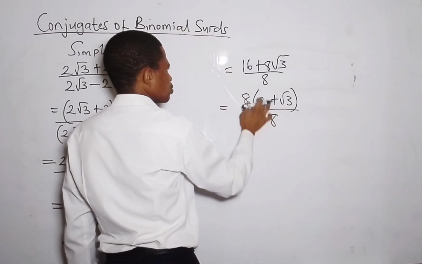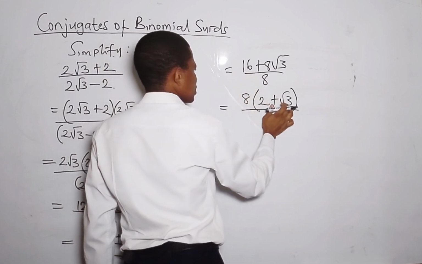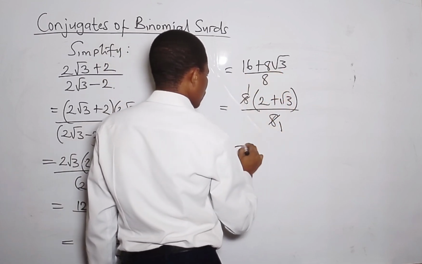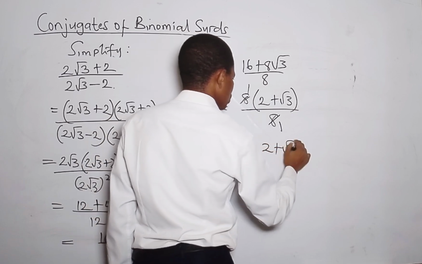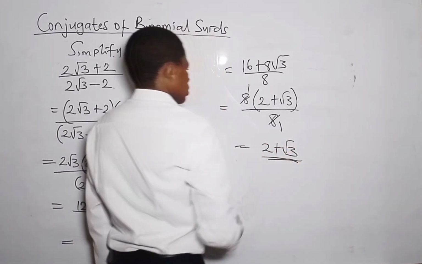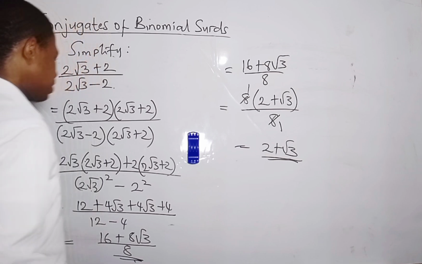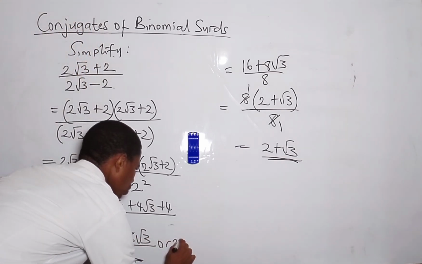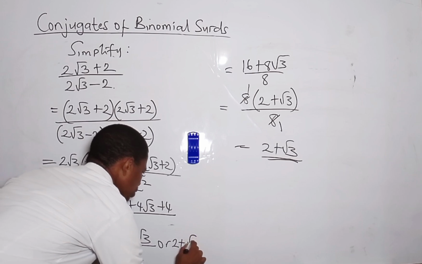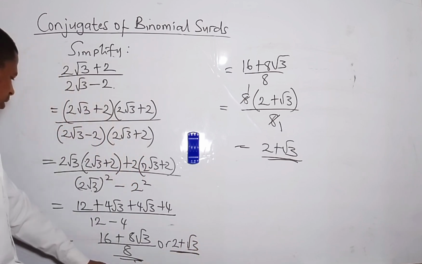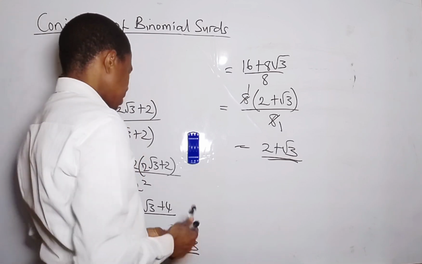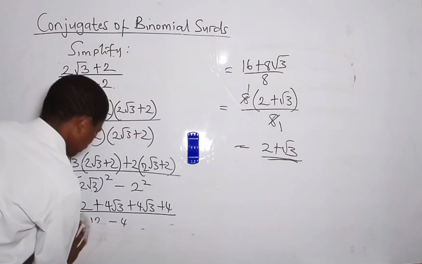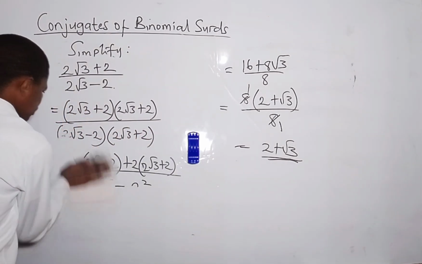8 times 2, 16. 8 times root 3, 8 root 3. And we say 8 over 8 is 1. So our answer will be 2 plus root 3. Either we leave our answer this way or we leave our answer this other way.